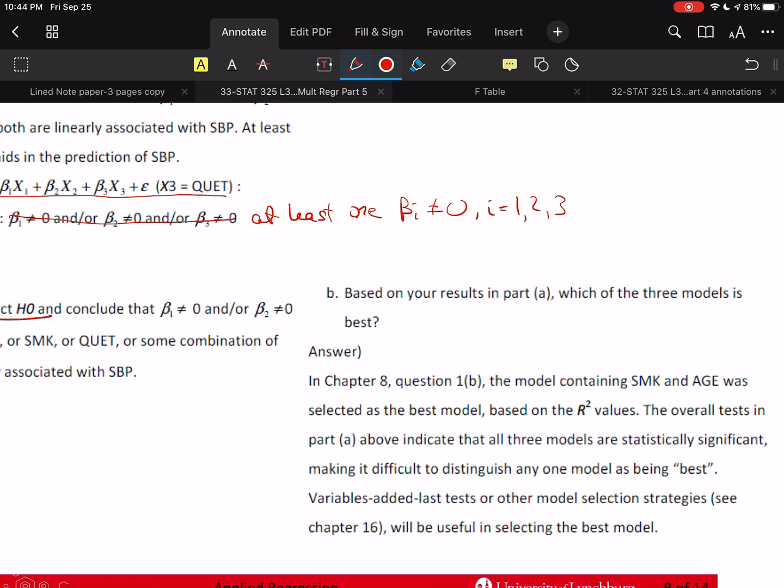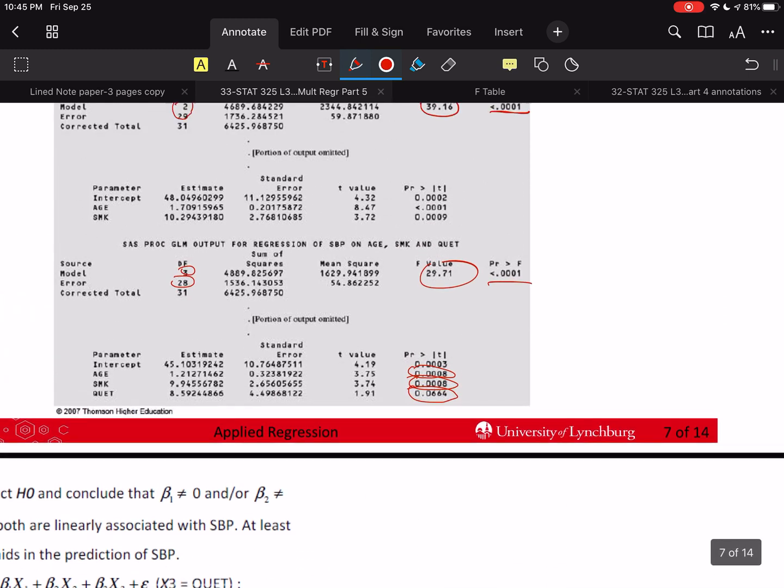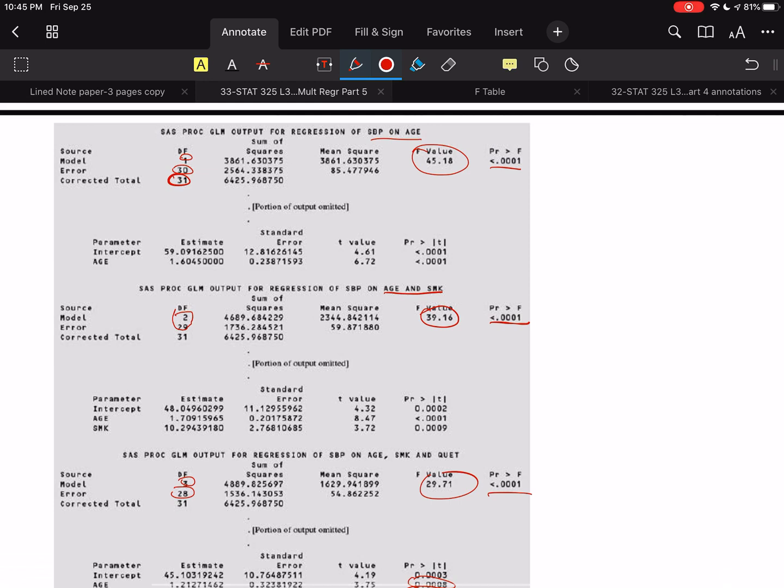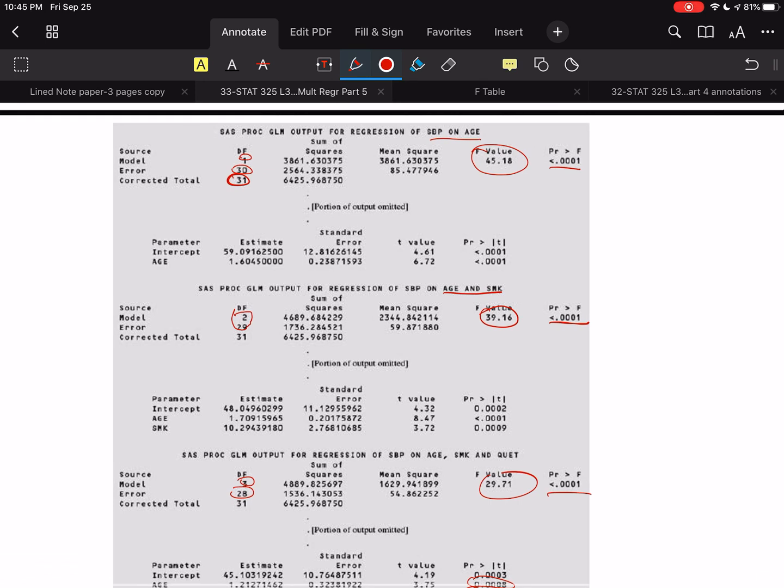Okay, so based on the results in Part A, which of the three models is best? Well, this is a very difficult question to answer with the information they've given us. In fact, they don't even really answer it. They just say, so they do. They say smoking and age was selected as the best model based on R-squared values. So they didn't give us the R-squared values in this. So we could calculate it now if we remember our formula that you can use.